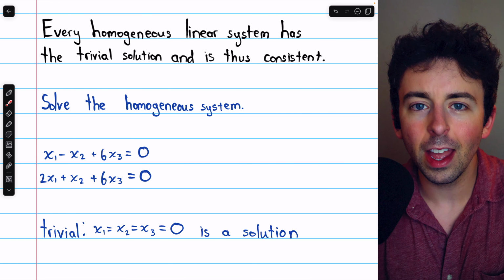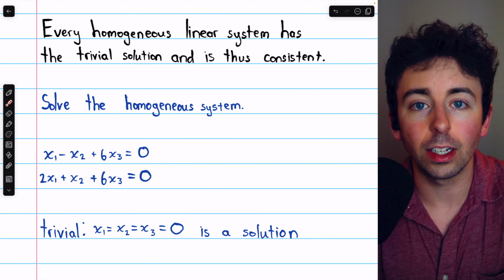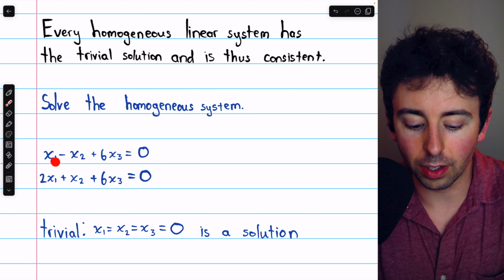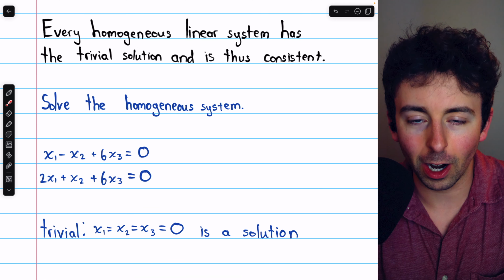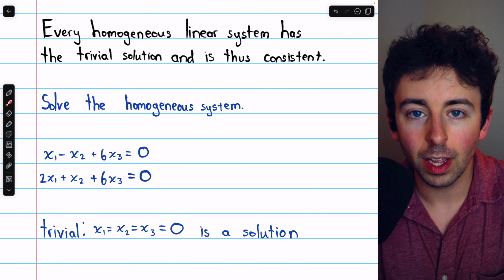That trivial solution is just setting all the variables equal to 0. If all of these variables on the left are equal to 0, then of course they'll all be equal to the zeros on the right. Of course, a homogeneous linear system may also have non-trivial solutions, and if it does, it will always have infinitely many of them. We can figure out if it does by performing Gauss-Jordan elimination.